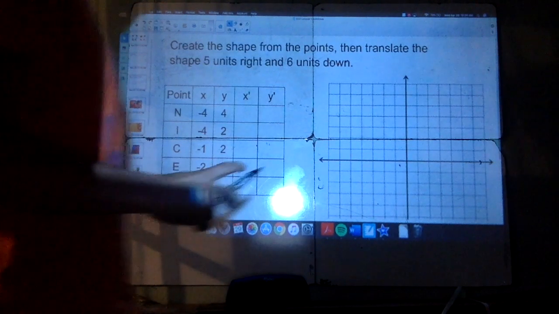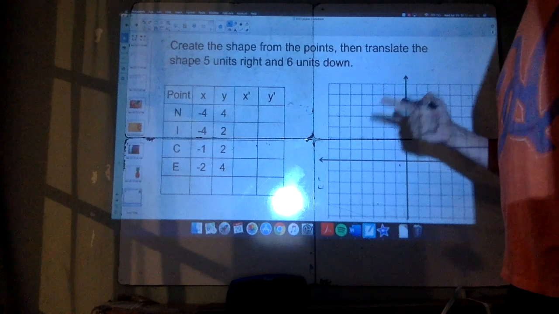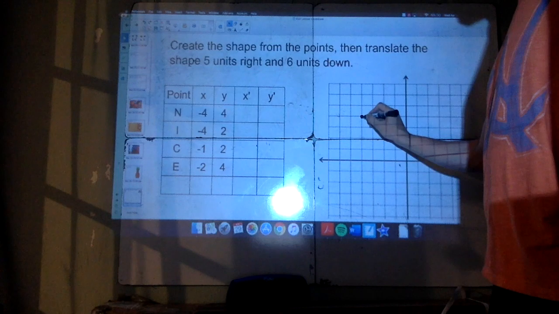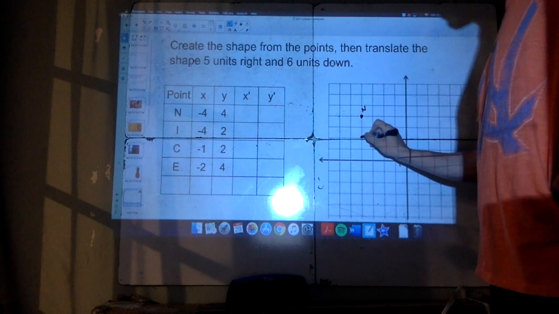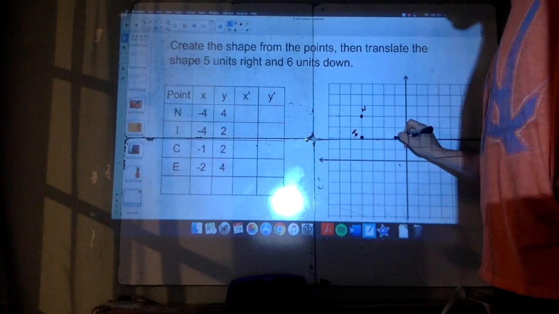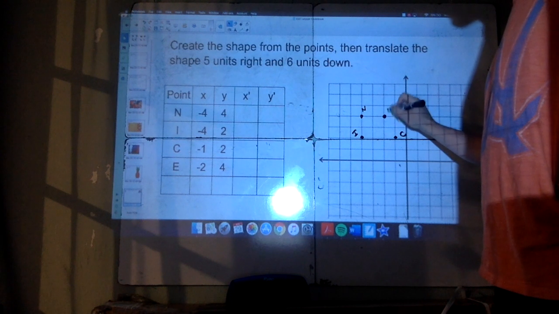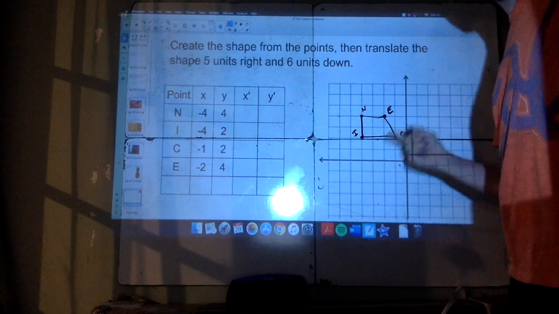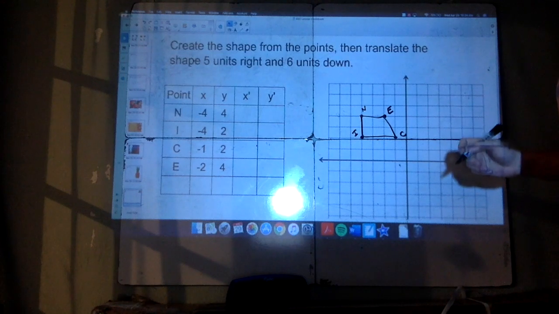So you need some graph paper for this, and what we're going to do is graph this shape NICE. So it's negative 4, 4, that's N. We have negative 4, 2, I, negative 1, 2, C, and negative 2, 4, E. So we have this shape NICE, and that's actually a trapezoid there. And it says translate 5 units right and 6 units down.